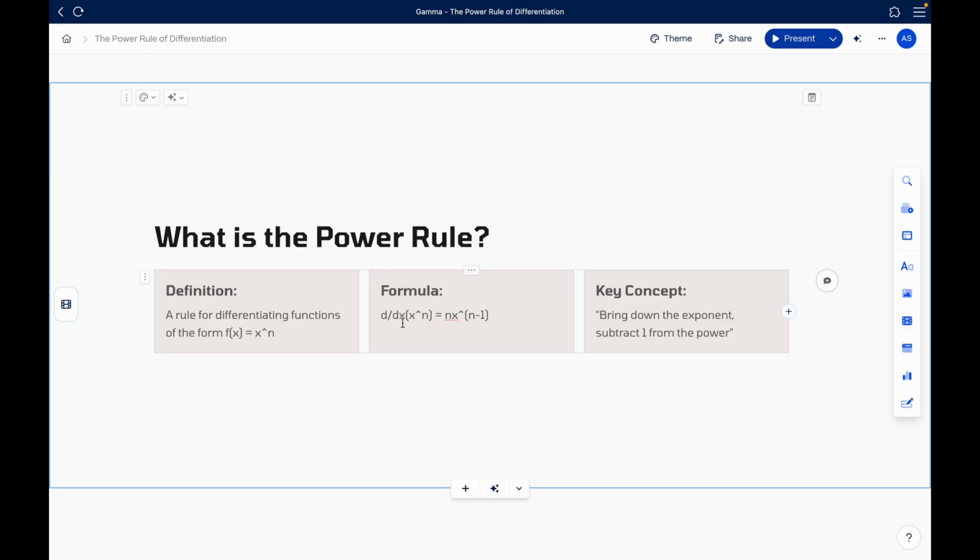So d by dx, or the derivative with respect to x, of x to the power of n is equal to n times x to the power of n minus 1. Sometimes people will say it as bring down the exponent and subtract 1 from the power. By bring down, we mean multiply the rest by the exponent.